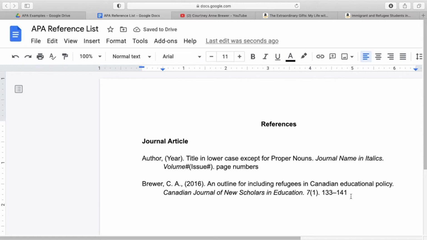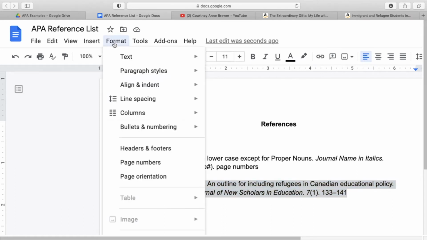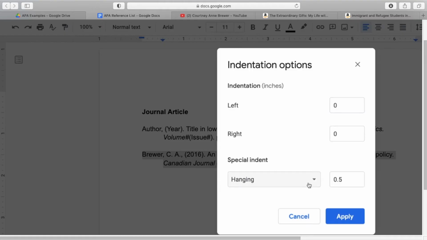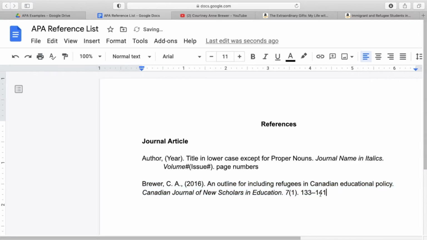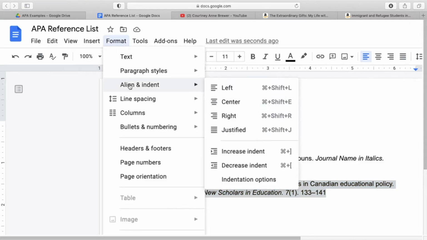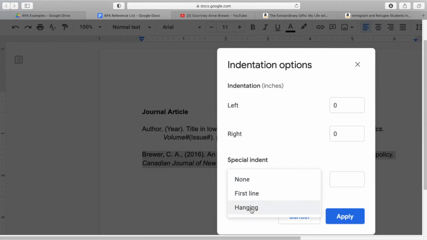Okay, now the whole thing needs to be hanging. So you can see it's hanging. I'm going to show you what it looks like regularly. And then if we go into format, increase indentation, special, hanging, bada bing, bada boom. So hanging has the first line flush left and all subsequent lines would be indented.